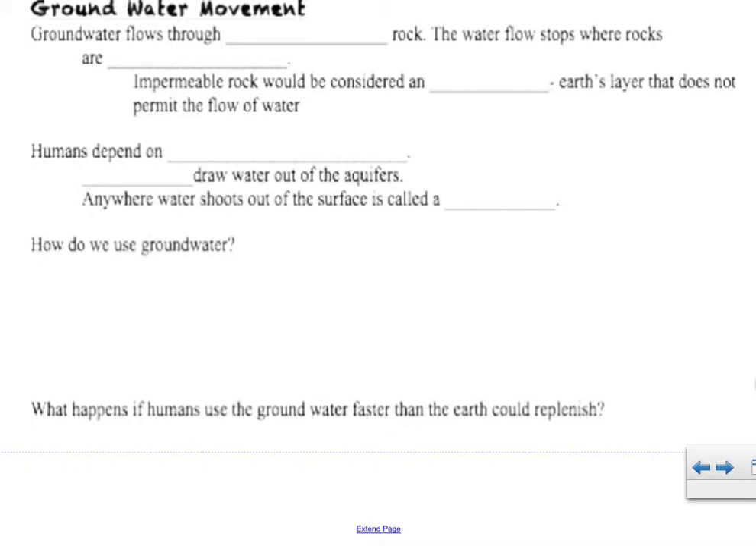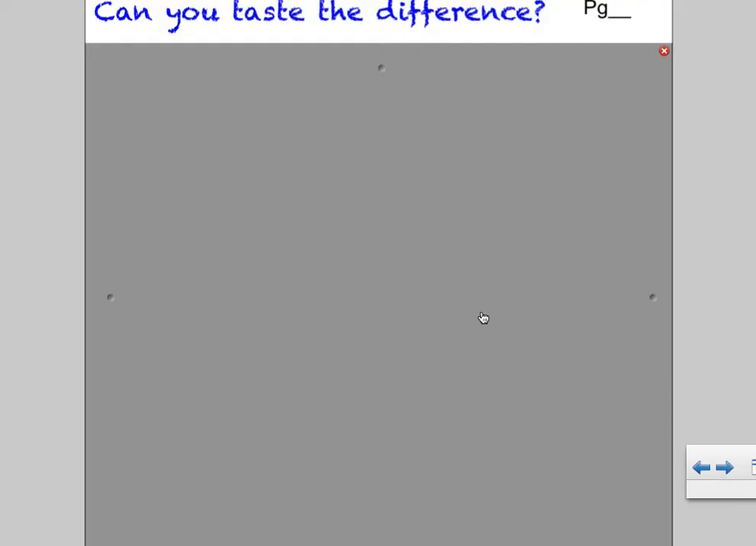All right, I want you to take out a separate sheet of paper, and this is your page 8, and put the title here: Can you taste the difference? Page 8, so please make sure you put the page number on it. I never let the cat out of the bag until we actually do it. No, this is just notes, so you don't need the proper heading on this.